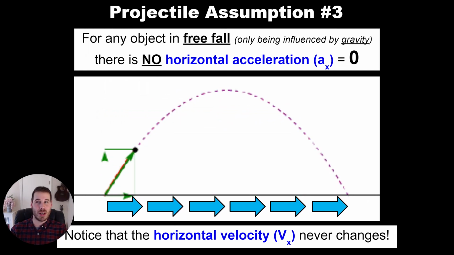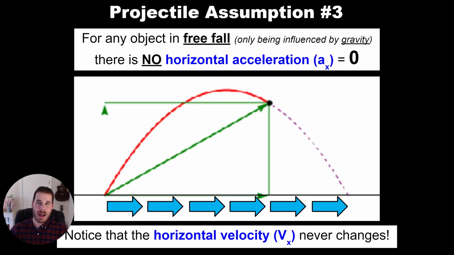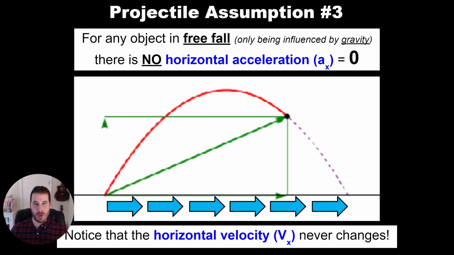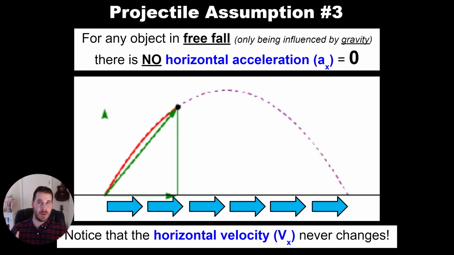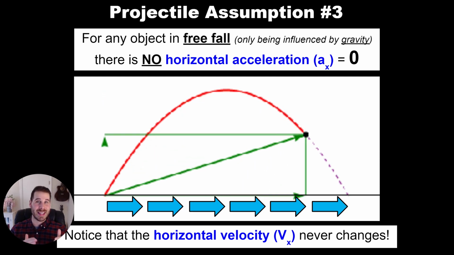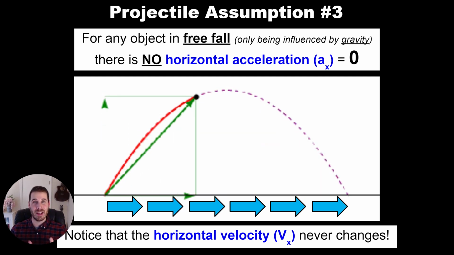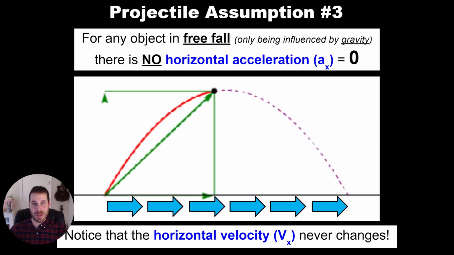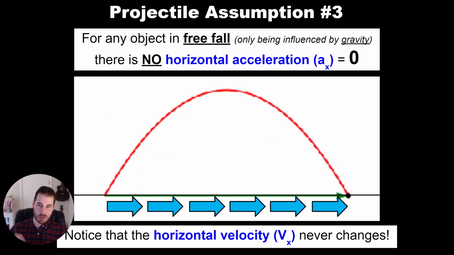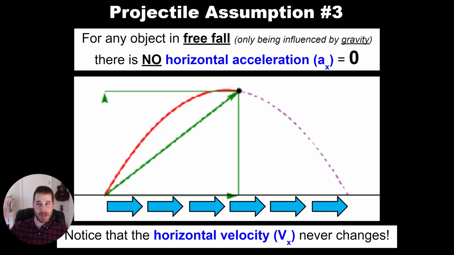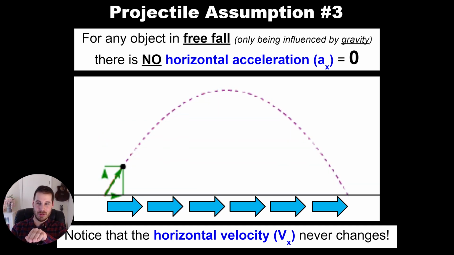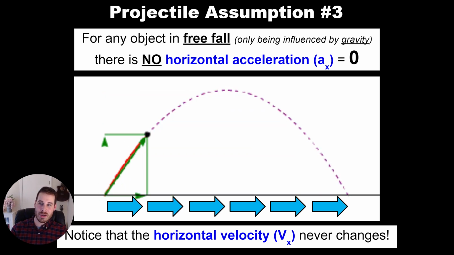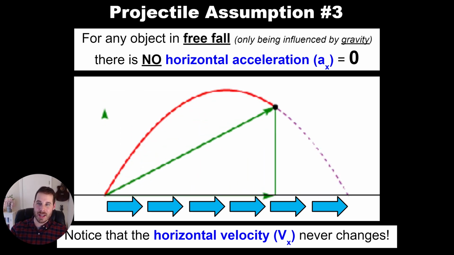Okay, back to our assumptions. This is projectile assumption number 3. For any object in free fall, only being influenced by gravity, there is no horizontal acceleration. In other words, acceleration in the x direction, or ax, is equal to 0. You can see in the animation that there's an object being launched at an angle, and the green lines are tracking its motion in the up and down direction, and there's a line tracking its motion in the horizontal direction, left to right.